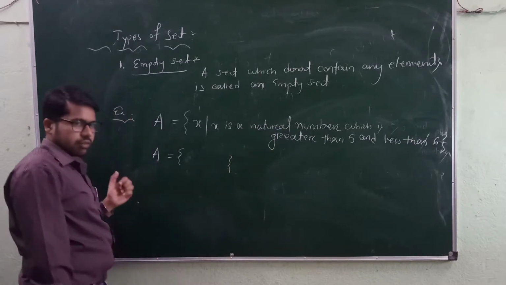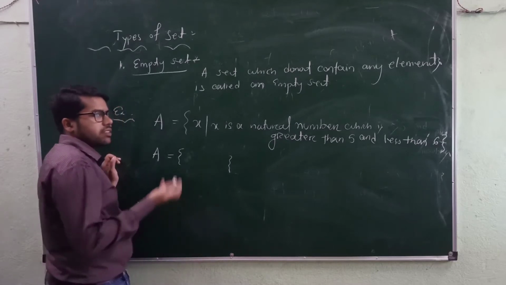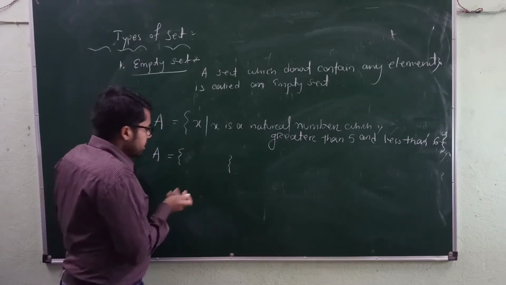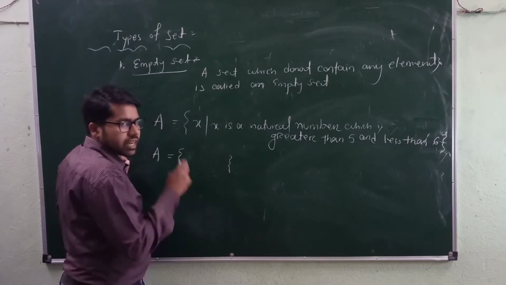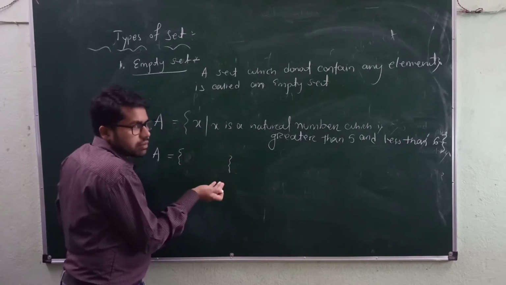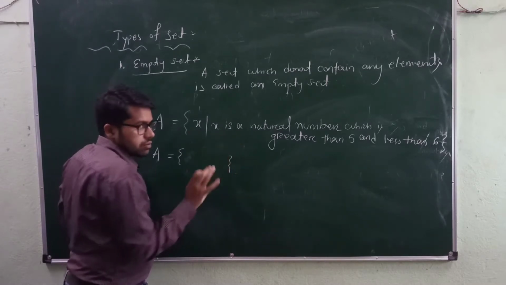We cannot get any number, any natural number which is greater than 5 and less than 6. That means in the set A itself we cannot write anything. We cannot write because there is no such number which are greater than 5 and less than 6. No such natural number, especially natural number. No doubt there is number 5.1.